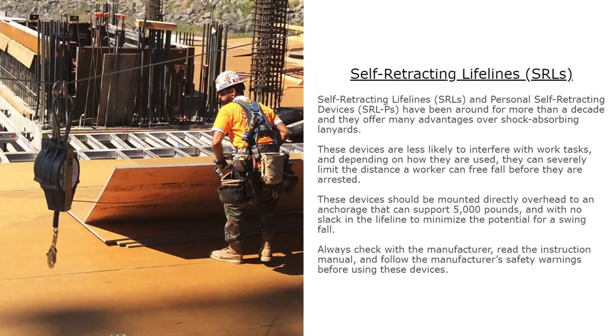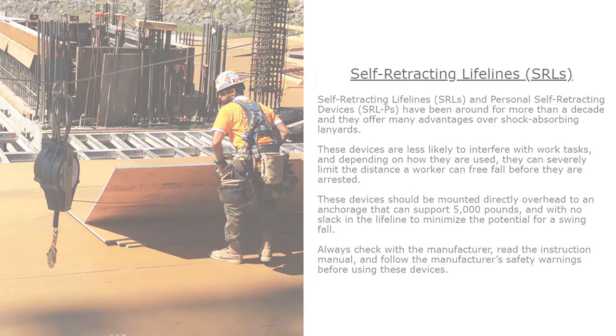Self-retracting lifelines, SRLs, and personal self-retracting devices, SRLPs, have been around for more than a decade, and they offer many advantages over shock-absorbing lanyards. These devices are less likely to interfere with work tasks, and depending on how they are used, can severely limit the distance a worker can free fall before they are arrested. These devices should be mounted directly overhead to an anchorage that can support 5,000 pounds and with no slack in the lifeline to minimize the potential for a swing fall. Always check the manufacturer's instructions, read the manual, and follow their safety warnings before using these devices.